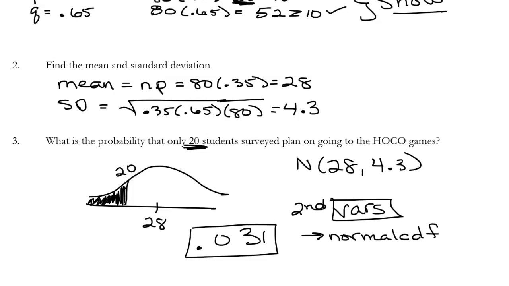Based on historical data, if only 20 people in the survey say they're going to go to homecoming, this would only happen 3% of the time. If you did binomial CDF, it's actually pretty close to this, but when we have 10 successes and 10 failures, you have to know to use the normal model.